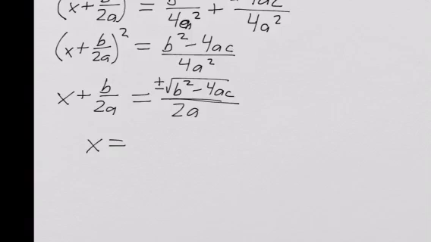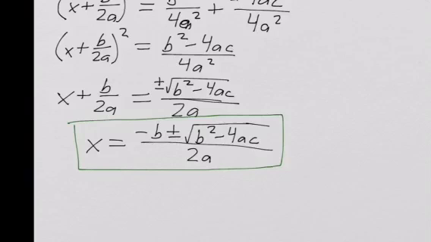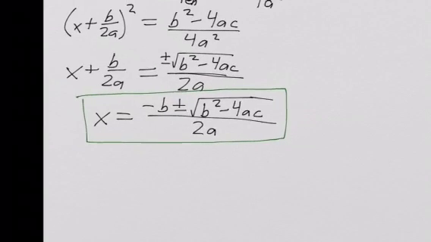So I get x equals negative b plus or minus the square root of b squared minus 4ac over 2a. And now, this is our formula. The final thing we want to do here is, we have the formula now, how do we use it?